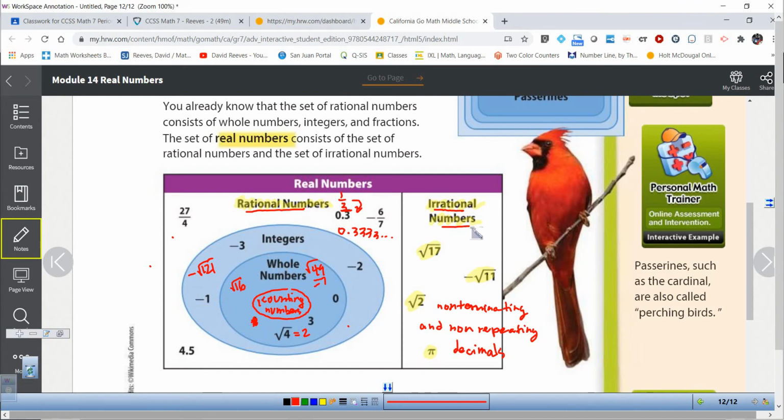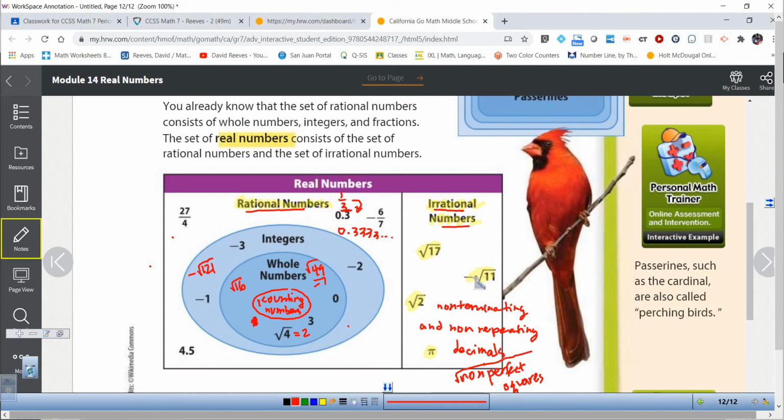So if you're looking for an irrational number, this is what you look for. You look for square roots of non-perfect squares. Square roots of non-perfect squares.